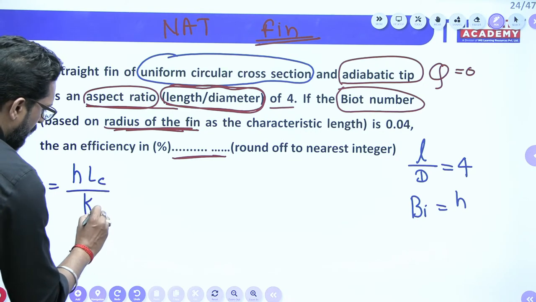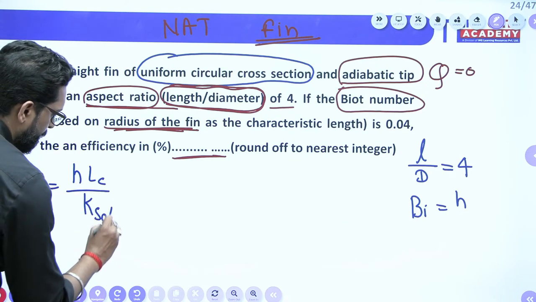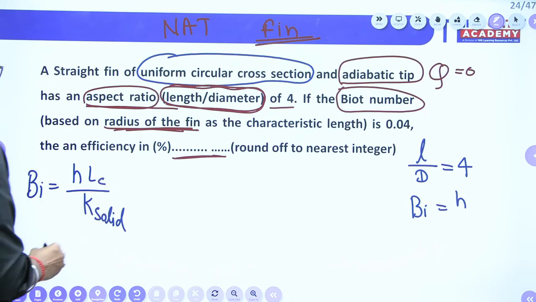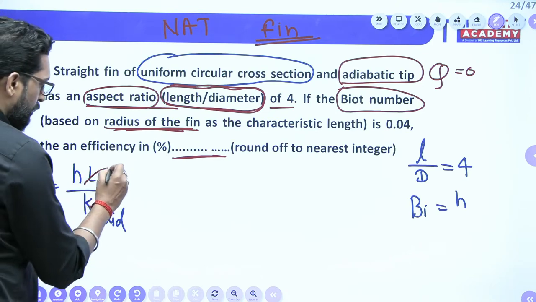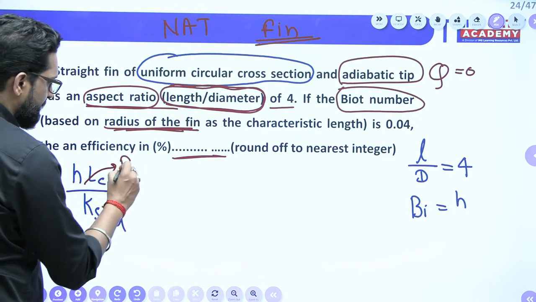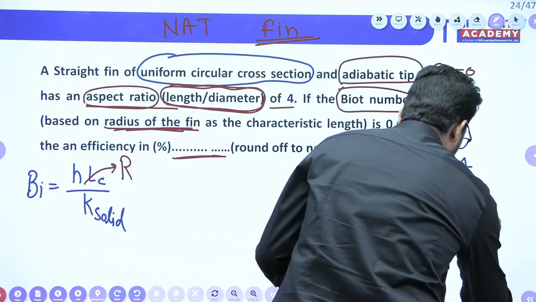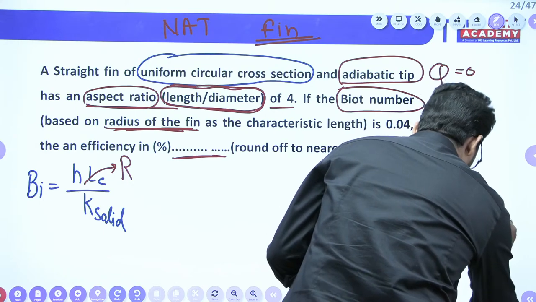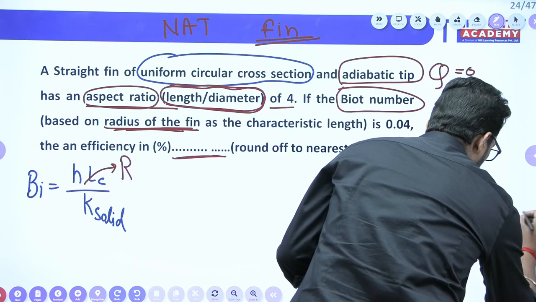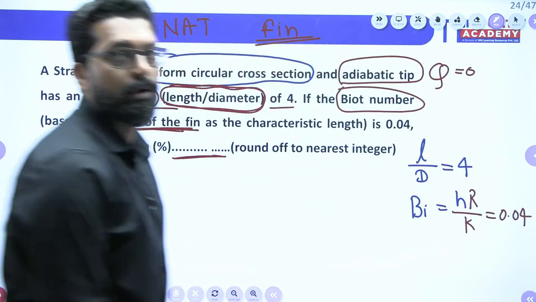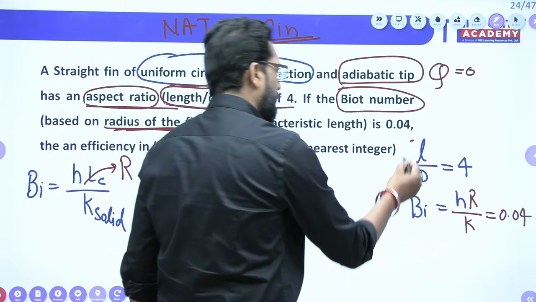k is of the solid. And Lc is given according to the radius. So hr by k of the solid is given. So Biot number hr by k, how much is it given? It is given as 0.04. From these two data, this is a very important question.